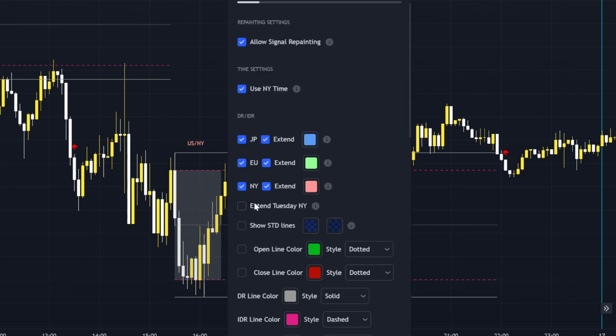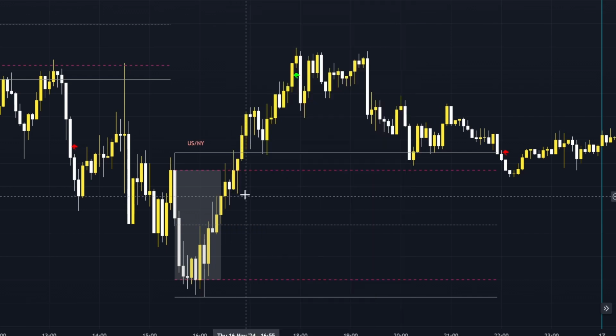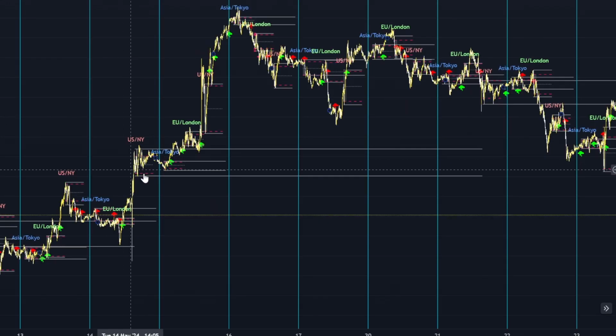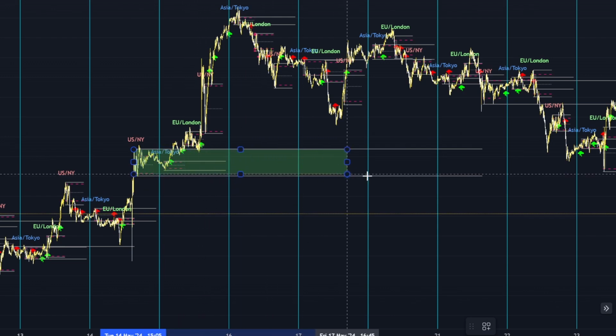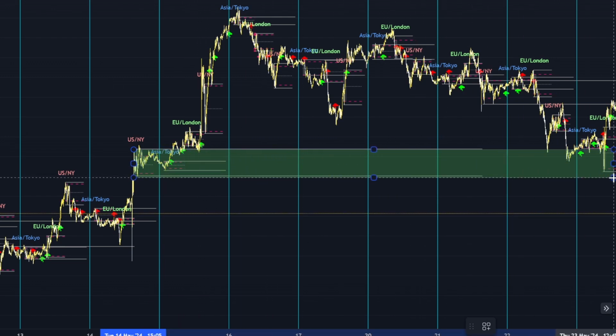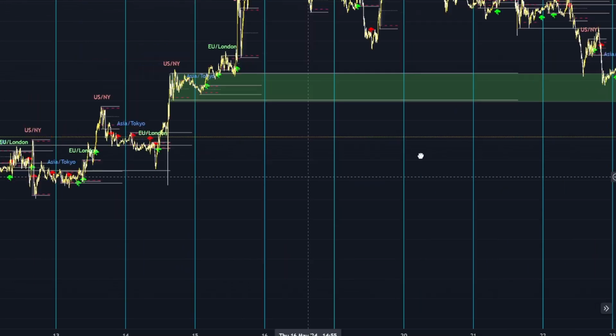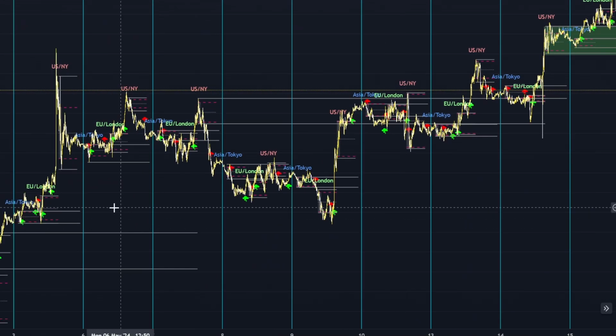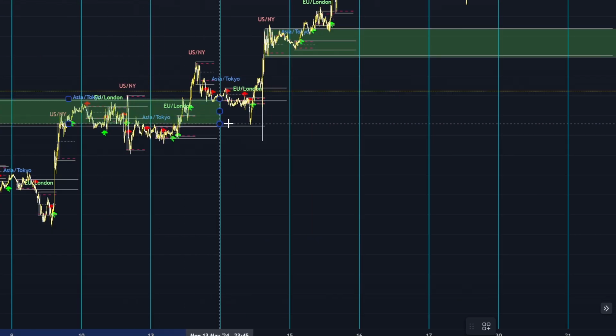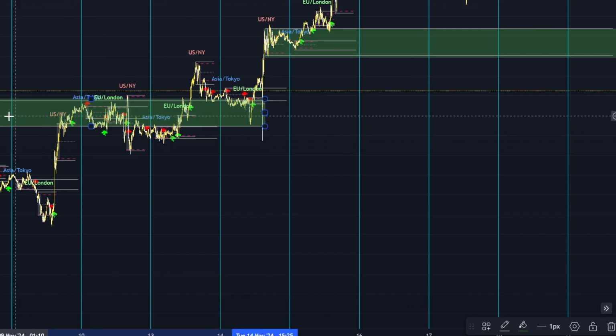In the settings of the DR IDR, there is an extend Tuesday New York line. If we click that option, you will see that this is the Tuesday New York session. Essentially, if we drew a box around this and kept extending it out, we would see price trading above this, pull back into it and then continue in the expansion range. This is a very interesting tool, especially when you're swing trading, because price usually likes to respect or reject this line or this range.